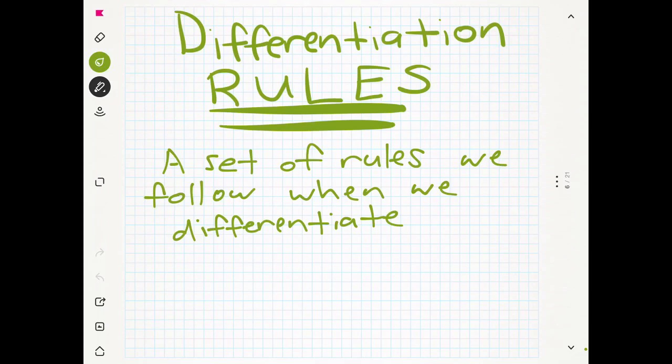All right, so differentiation rules, what are they? Differentiation rules are a set of rules we follow when we differentiate. It's very straightforward. When we try to find the derivative, there's a certain set of rules we have to follow to make sure we have found the right derivative for that function. Now I'm going to show you the core differentiation rules that we use. In later videos, I'll build on these rules and show you the more advanced rules. For this video, it's just the basic core rules, and they're very straightforward. So let's go right into it.